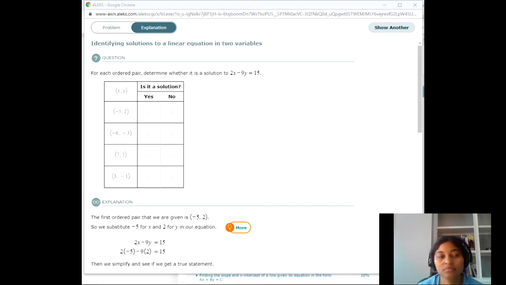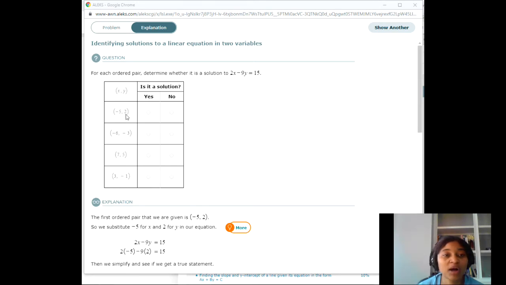Identifying solutions to a linear equation in 2 variables. Here we're going to use this problem where it says 2x minus 9y equals 15. Remember I stated earlier, the first number will always equal x and the second number will always equal y.